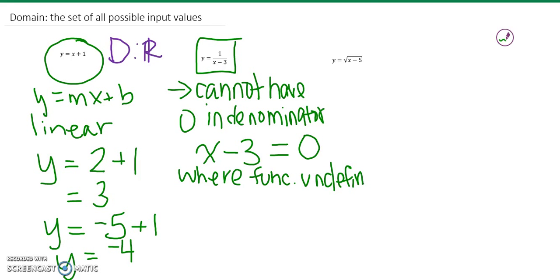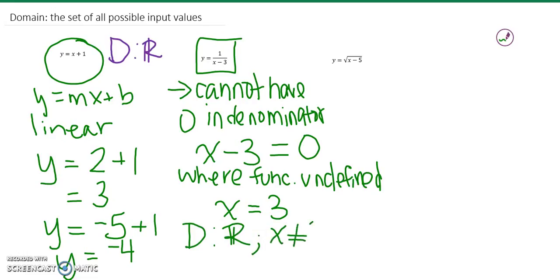We will solve for x and get x equals 3. Therefore, our domain is all real numbers, x not equal to 3.